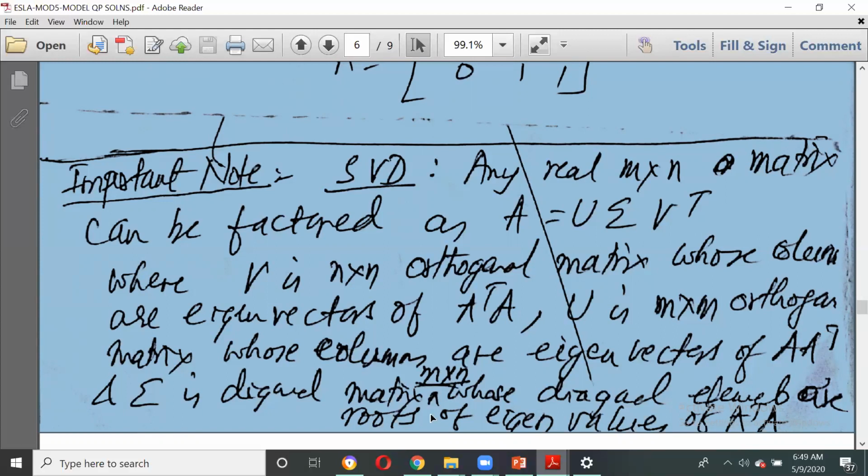Then find the value of sigma, which is the diagonal matrix whose diagonal elements are the roots of the eigenvalues of A transpose A or A A transpose. Then we need to test this, or we can try to write it in a little different way, similar to whatever we might have done earlier.